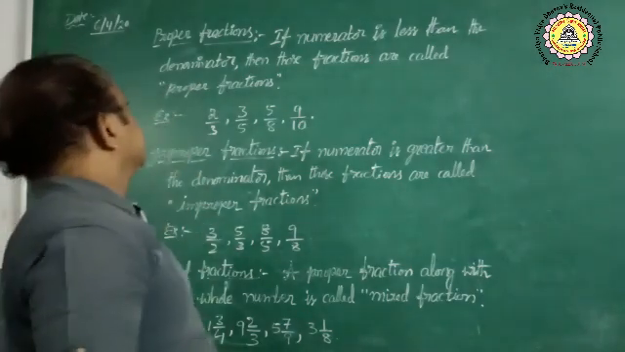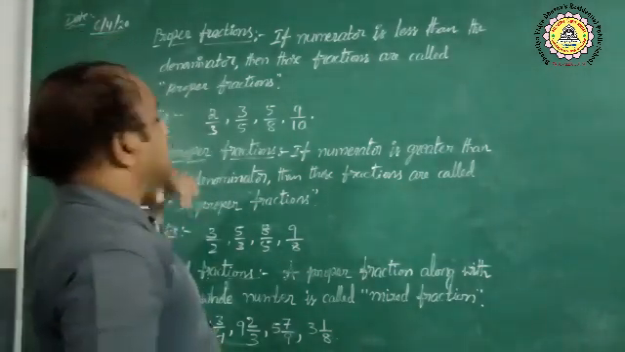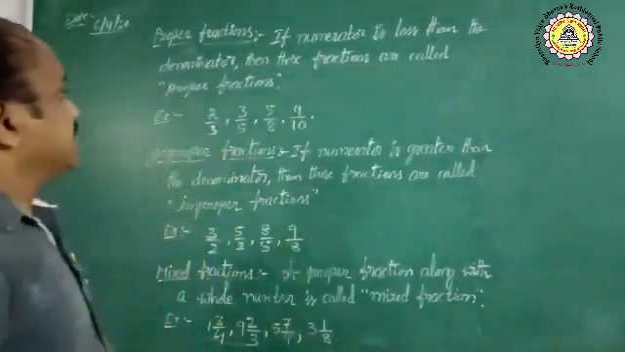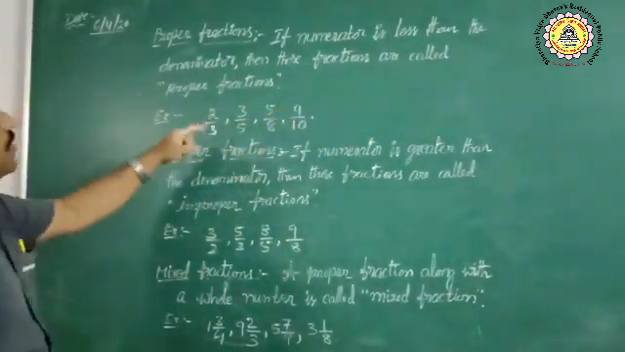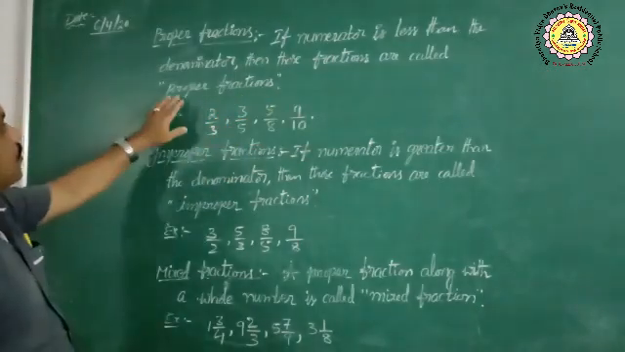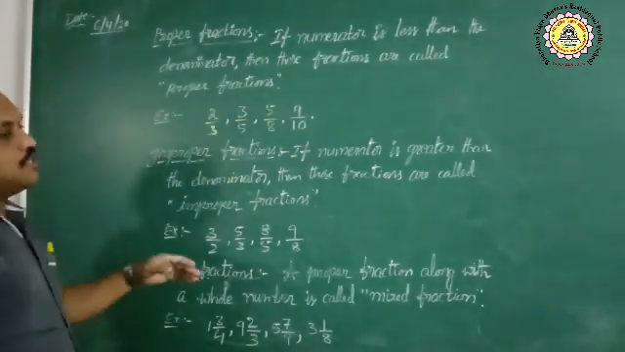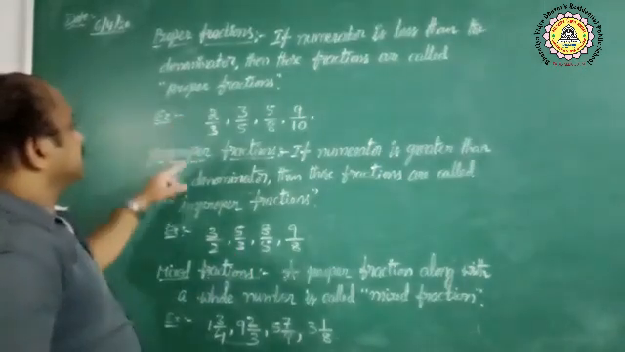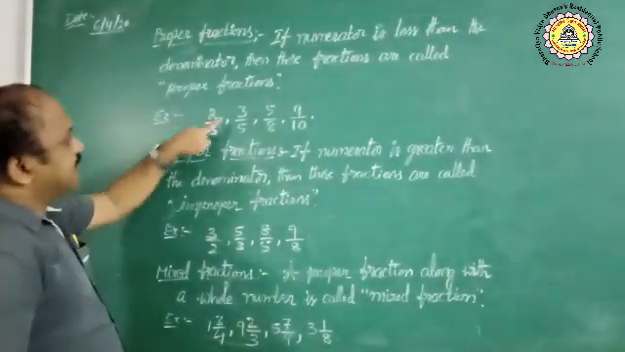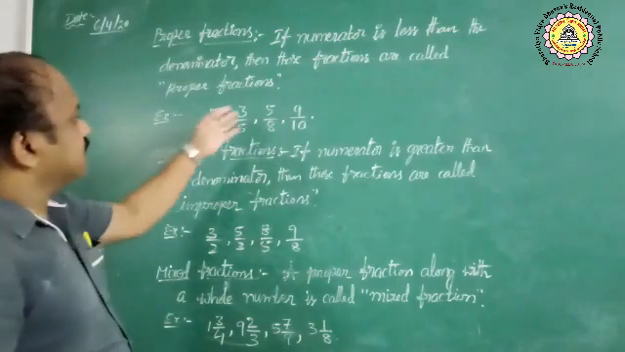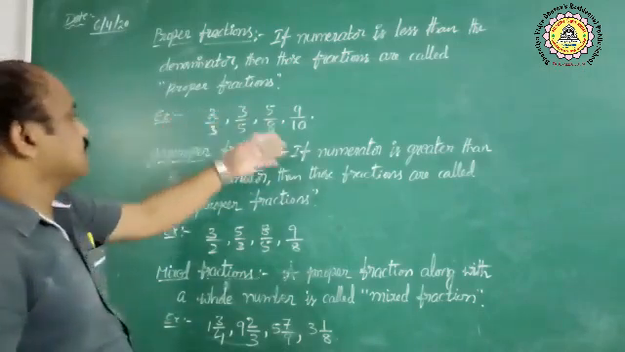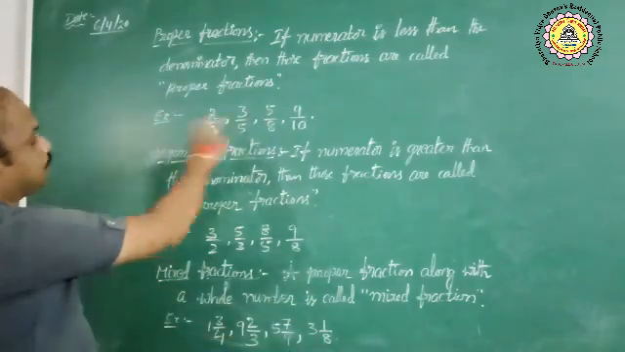Now let's go for the next one, proper fractions. If the numerator is less than the denominator, then those fractions are called proper fractions. See, the numerator should be less than the denominator. This is the condition here. For example, 2 by 3, 3 by 5, 5 by 8, 9 by 10. In all these examples, numerators are less than the denominators. That's why these are all proper fractions.